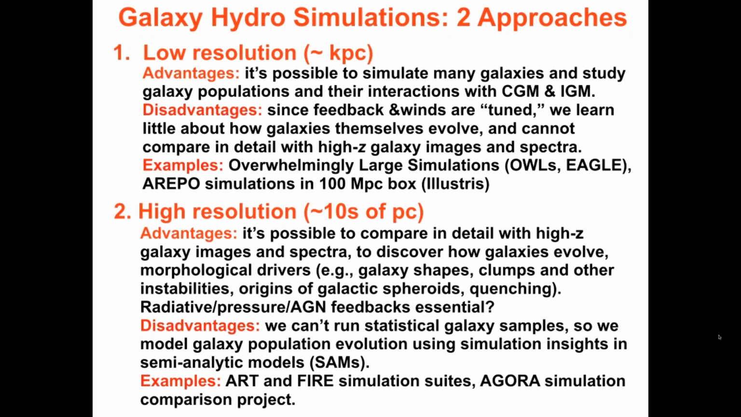The other approach is to do extremely high-resolution simulations, with resolutions of tens of parsecs. Of course, the three-dimensional difference between 10 parsecs and a kiloparsec is 100 cubed, a factor of 1,000,000 in terms of the number of resolution elements. So these are much more expensive simulations, and so it's not possible to simulate very many galaxies. But the advantages are that they're as self-consistent as we can make them, and we can discover a lot of things about how galaxies evolve and change.